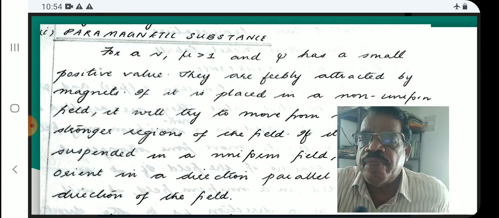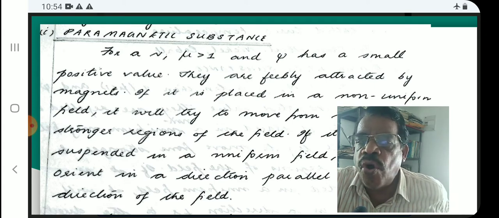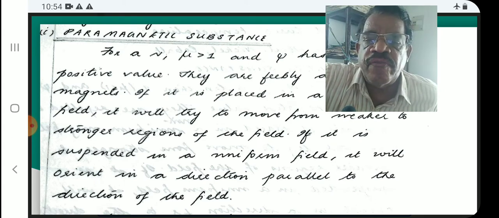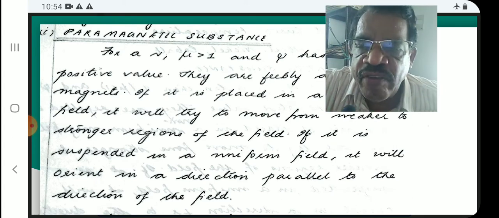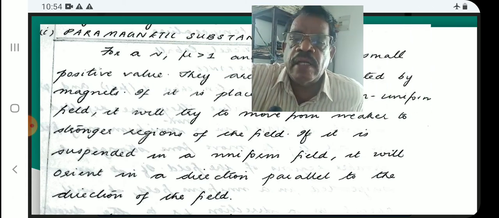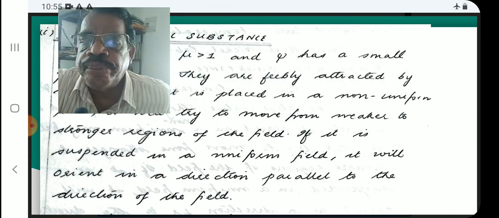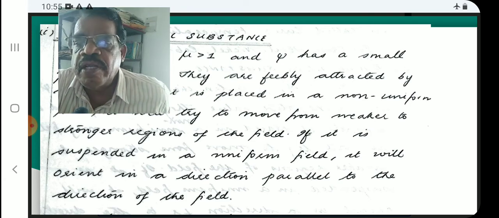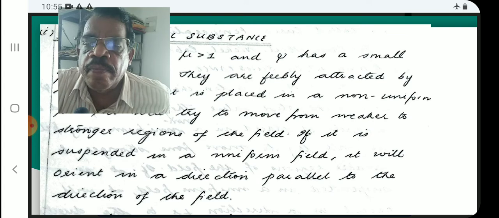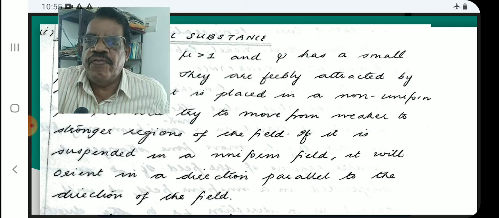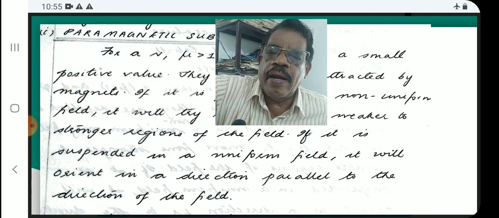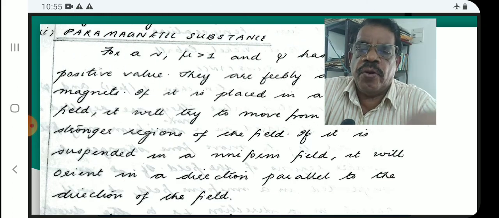If it is placed in a non-uniform field, it will try to move from weaker to stronger regions of the field. If it is suspended in a uniform field, it will orient in a direction parallel to the direction of the field.